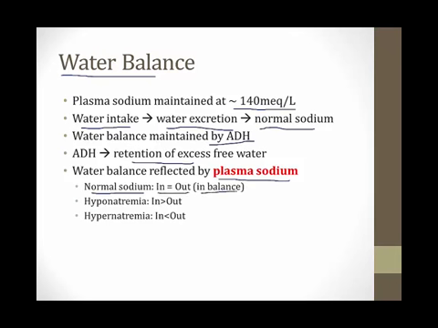In other words, you're in balance. Hyponatremia represents a state of being out of water balance. In hyponatremia, there is more water coming in than is going out. And conversely, in hypernatremia, there is less water coming in than is going out. Hypo and hypernatremia are states in which the body is out of water balance.